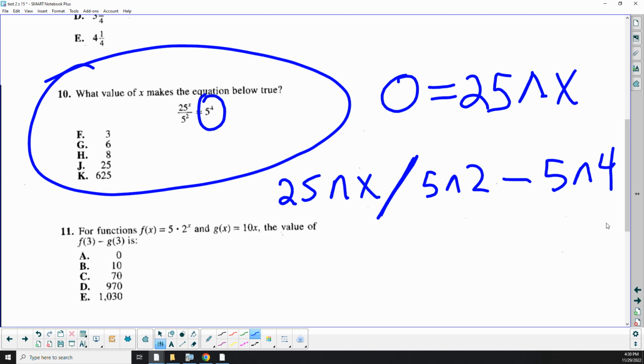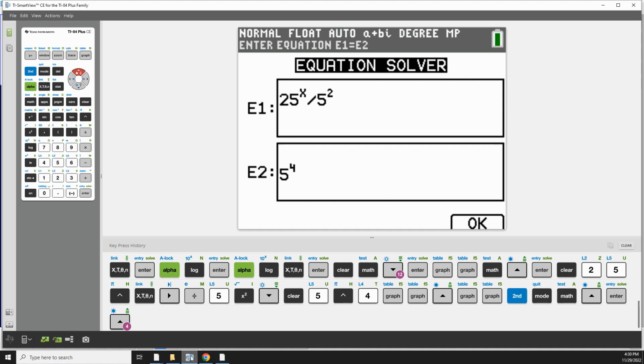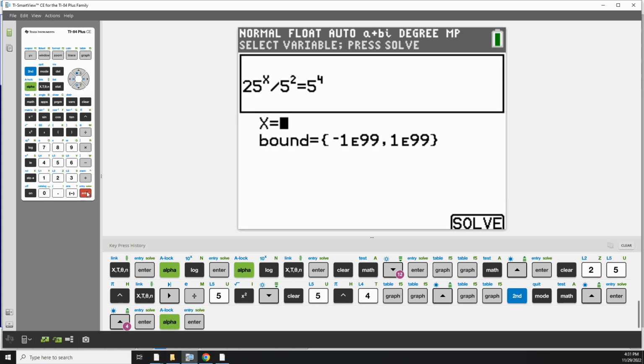Alpha solve. So you ready? Enter is right here. Alpha solve is alpha enter. And alpha enter will solve the equation for you. It should say x is 3. How'd that work? It's an awesome equation solver. Unfortunately, that one is limited.